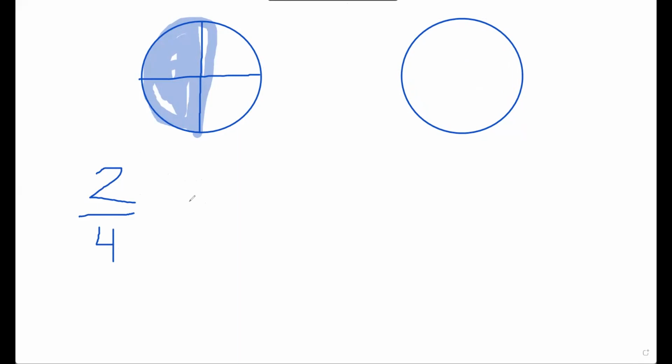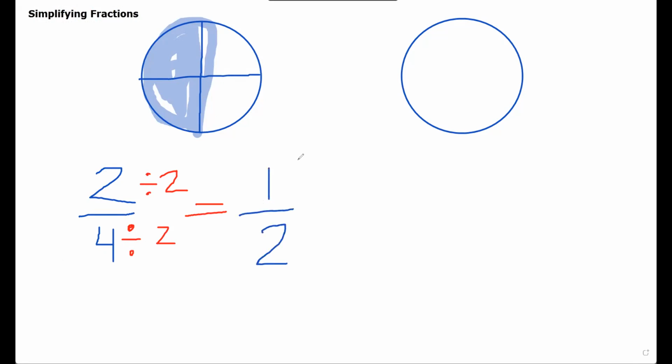So in order to do fractions, you have to know your multiplication and division tables, because here I need to know my division tables. When you simplify fractions, you're going to divide the top and bottom number. The top and bottom number can both be divided by 2. That's the GCF, greatest common factor. So you divide top and bottom by 2, and you would get 1, right? 2 divided by 2 is 1, and 4 divided by 2 is 2. And like I said, this is half a pizza. 2/4 is equivalent to 1/2.